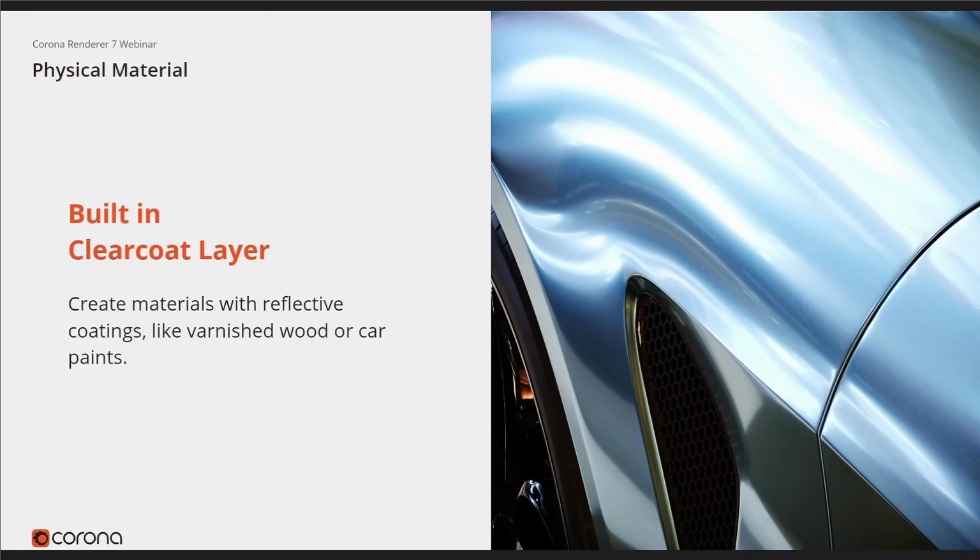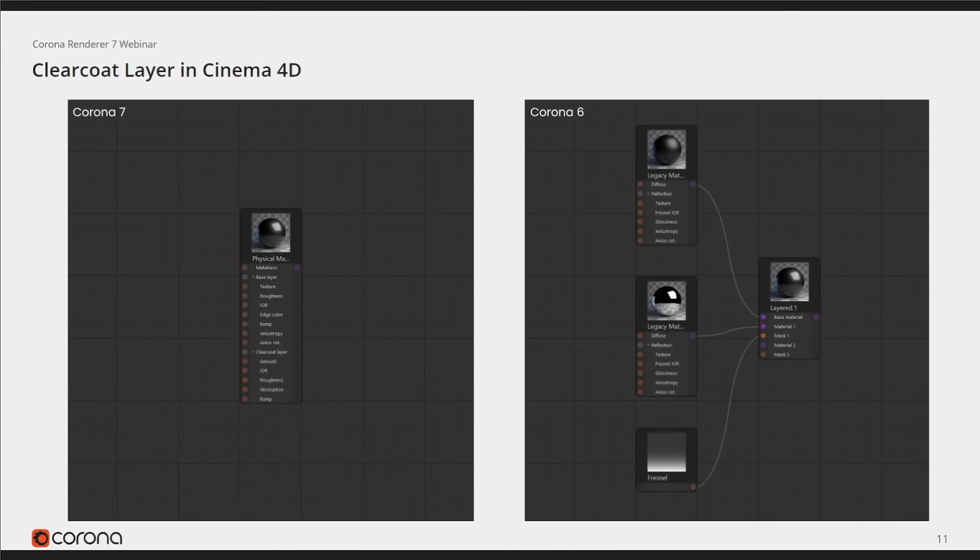Okay, so we're going to be starting with the built-in Clearcoat layer, which enables you to create materials that have reflective coatings, right? So for example, that would be a varnished wood material, or the different kind of car paints there are. And here's a bit of a workflow comparison. On the right, you have a node setup that you would have to do if you were using Corona Render 6 to get the Clearcoat effect going. And obviously, you see that you had to use a couple of different materials and blend them together using the Corona layered material. You probably used a Fresnel shader or a fall-off shader, to control the masking. And so that's essentially what you see on the right. That's how the workflow was in Corona Render 6.